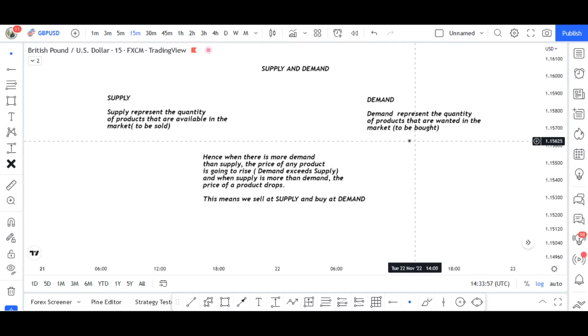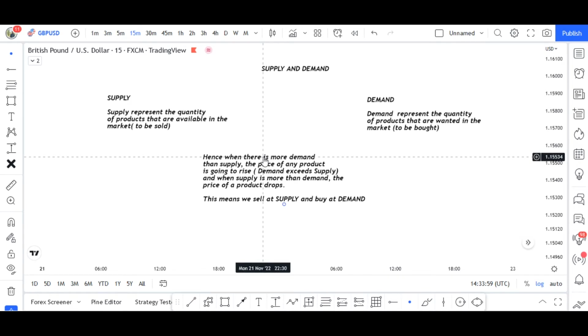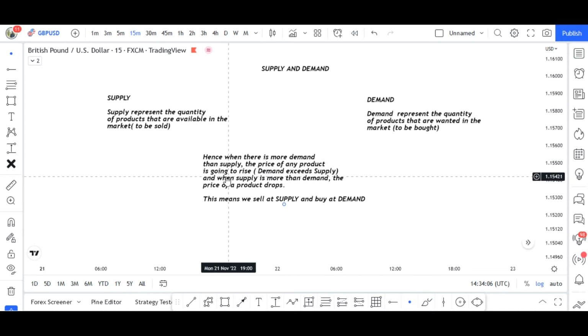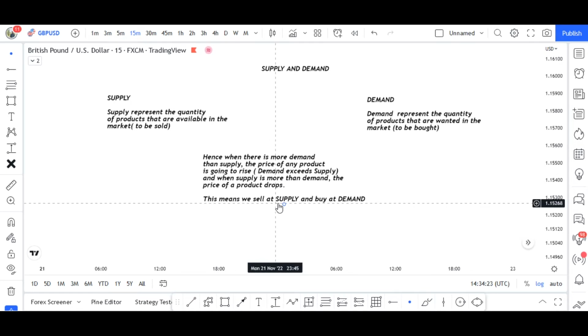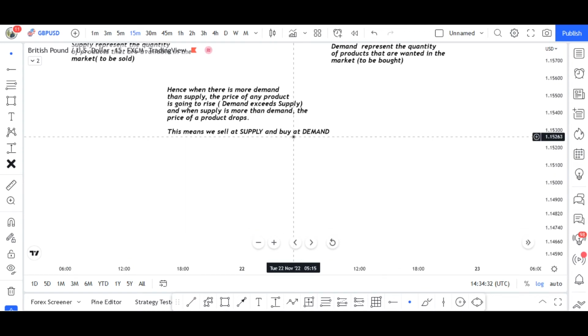What are we trying to say? Where we have more demand than supply, what do we expect? We expect the price of a particular product to rise, because we expect more demand than product. And where we have more supply than demand, we expect the price to drop. So what do we mean? We sell at supply levels and then we buy at demand levels.